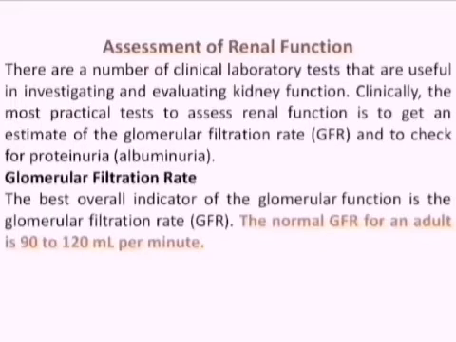The most important and most commonly used in practice is the estimation of glomerular filtration rate. I said estimate, meaning it is more an approximation than the real value. So what is glomerular filtration rate? It is the indicator of glomerular function, and the normal value for an adult is approximately 90 to 120 milliliter per minute.